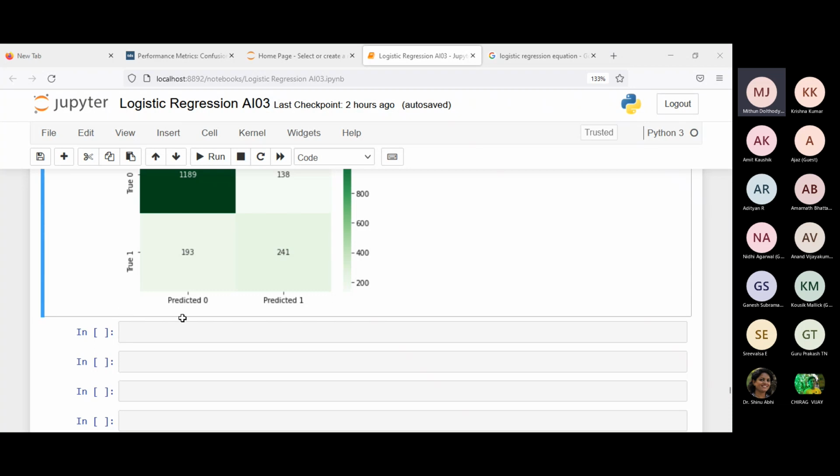From there, you can get precision or recall, not either. In fact, you can get both precision as well as recall. And then your F1 score is nothing but 2 into the product of these divided by their sum. It is nothing but a weighted average of these, a derived metric.